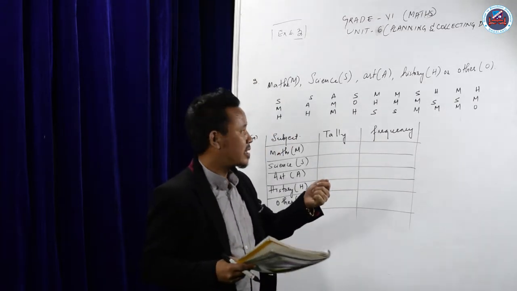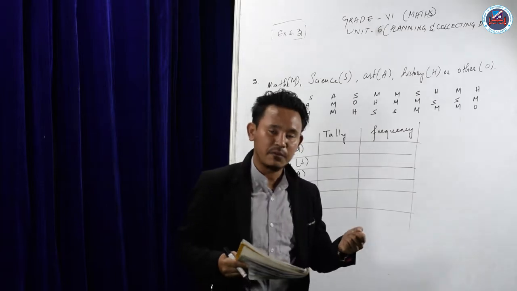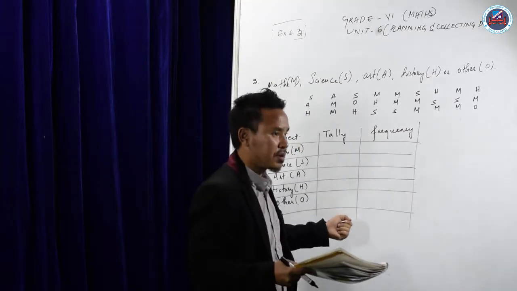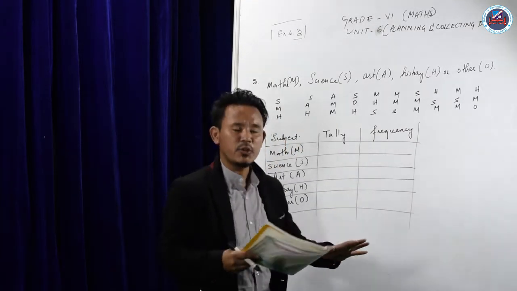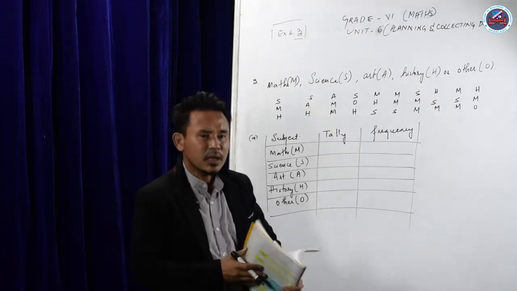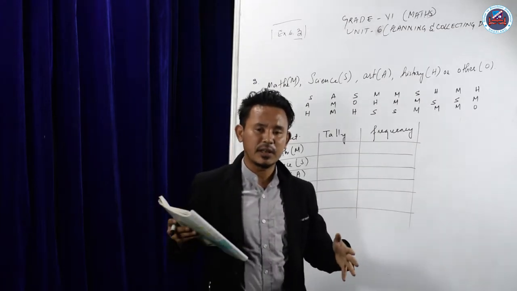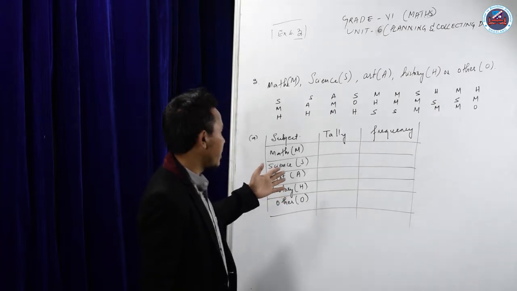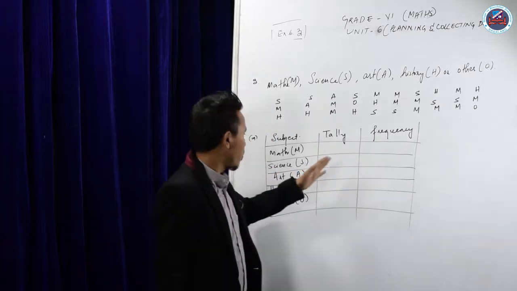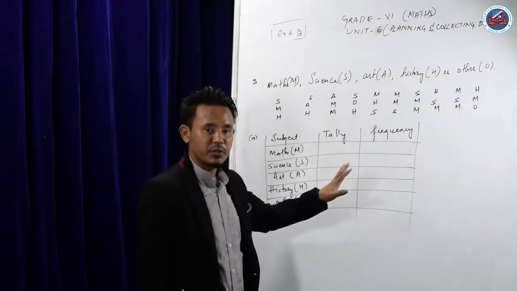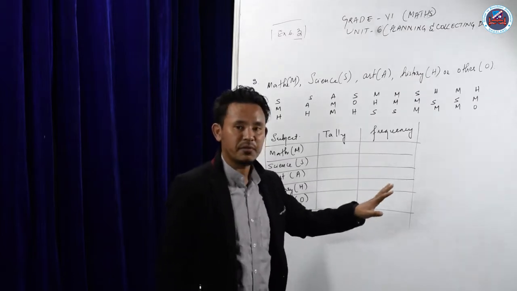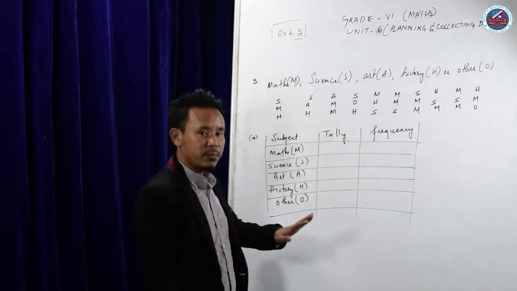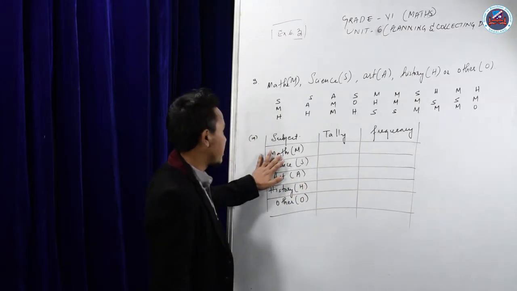First of all, as you can see in question number 1 and question number 2, we have done a similar kind of question. So in this question number 3, what actually is a frequency table? A frequency table is also a table for collection of data. As you can see here in the frequency table, we have 3 columns. We have the subjects, the tally, which is the information, and the frequency, the total number of tallies that we have.